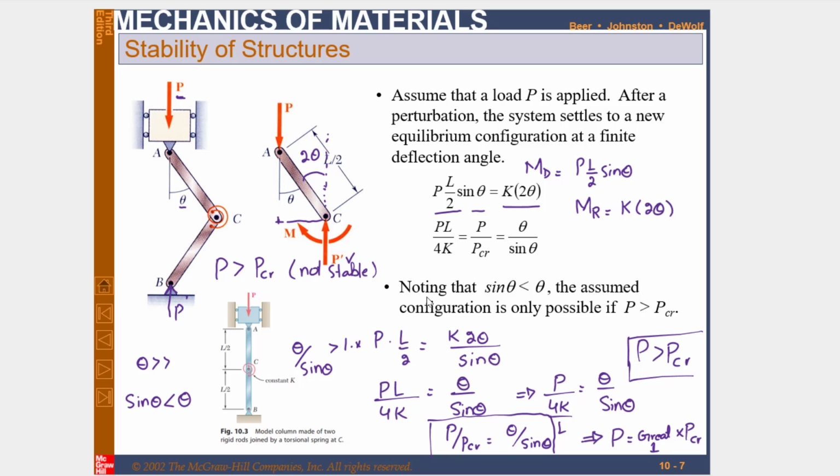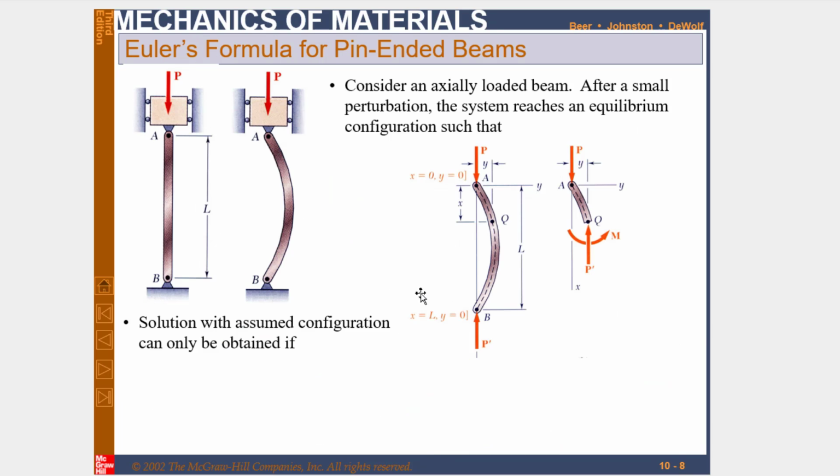I hope you have now a clear idea. Let's move to another topic, that is the famous Euler formula for a pin-ended column. You can see here that this is a column AB of length L, and this column is pin supported at both the ends.